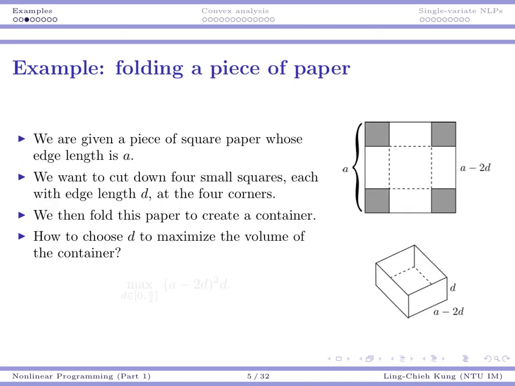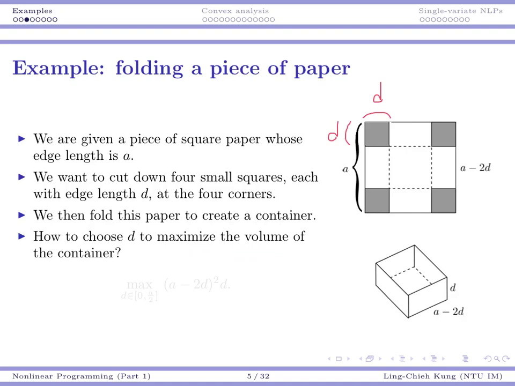Let's consider another example. Suppose I give you a piece of square paper, and the side length is a. I'm looking for a small d as the length at the corner. So this length is d and this length is d. I'm asking, how may I cut the four squares and then fold this paper to create a container like this, so that I can maximize the total volume of the container?